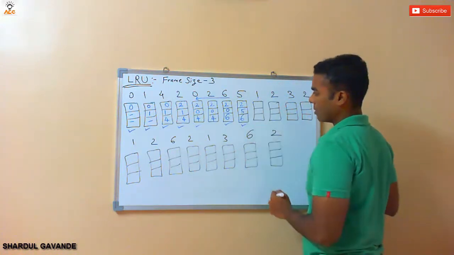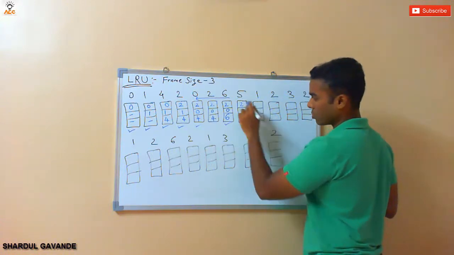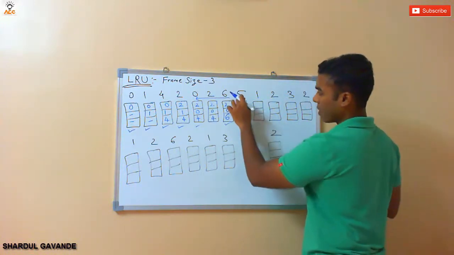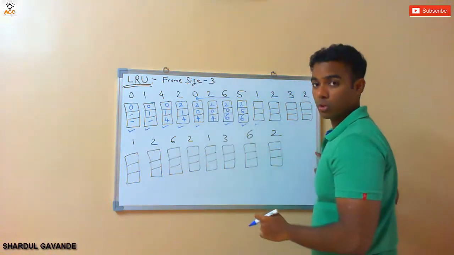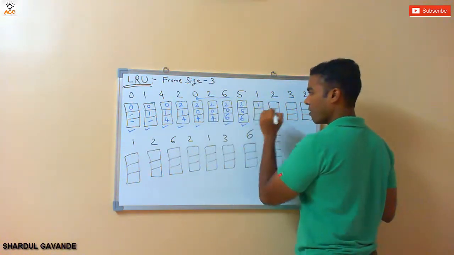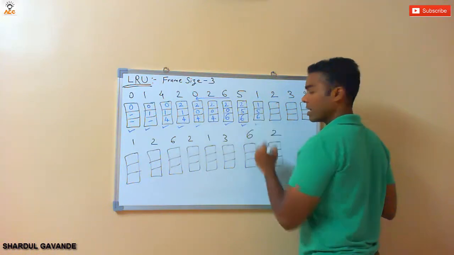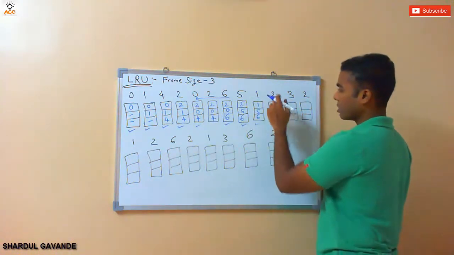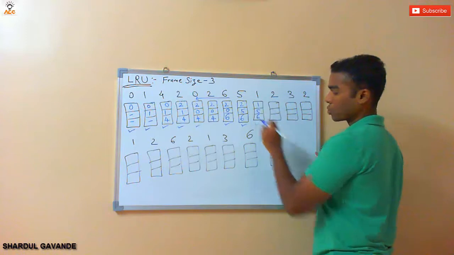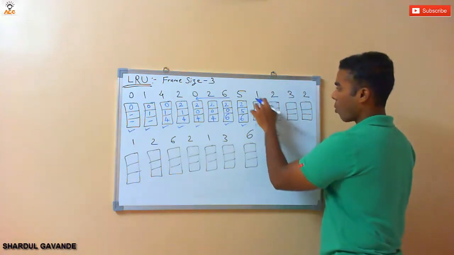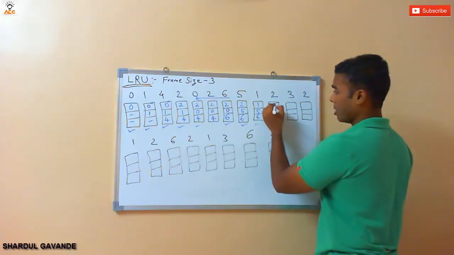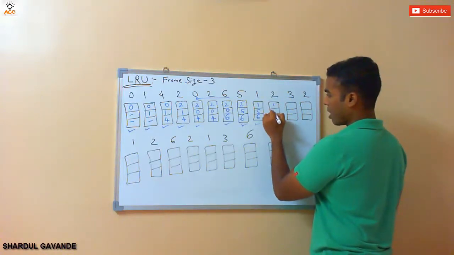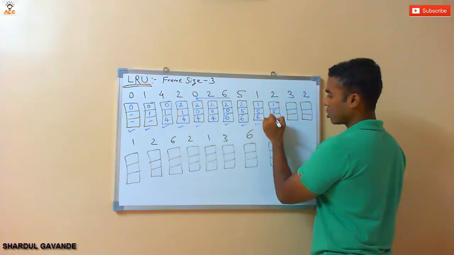Next is 1. Again a page fault because 1 is not present here. 5 has been used, 6 has also been used, and number 2 has not been used for a longer time. So we have 1, 5, 6. Next we have 2. Again a page fault because 2 is not present. 1 was used, 5 was used, and number 6 has not been used for a long time. So we have 1, 5 and replace 6 with 2.